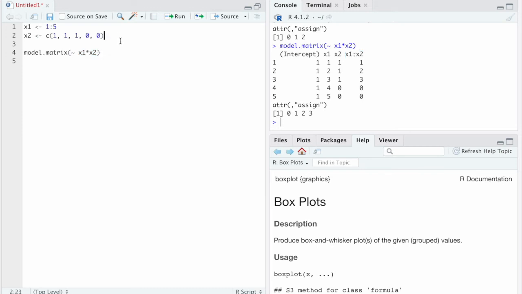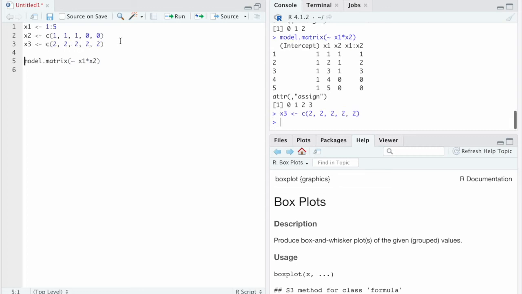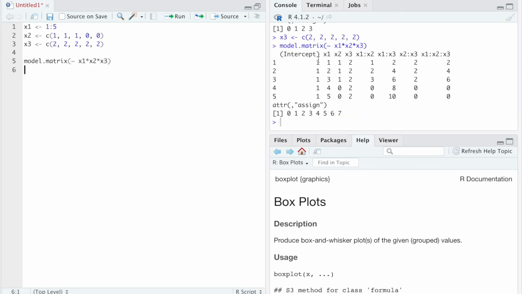And similarly, let me just do an x3. Let's say that doubles everything. So 2, 2, 2, 2, 2. Then if I write x1 times x2 times x3, then you see what happens. It does x1, x2, x3 separately. Then x1 times x2, x1 times x3, x2 times x3, and x1 times x2 times x3. So that also makes sense.